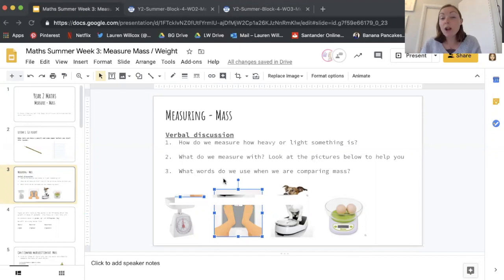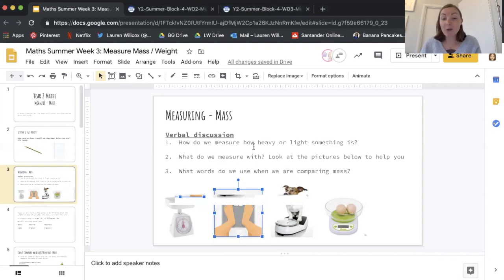Question 3 is, what words do we use when we are comparing mass? So maybe have a think about how heavy the dog is, have a think about how heavy the eggs are, which one might be heavier, which one might be lighter. So again, pause here if you want to.